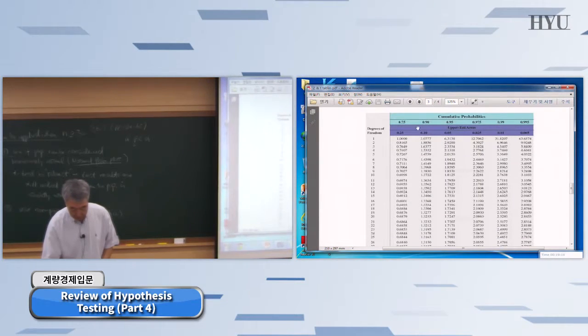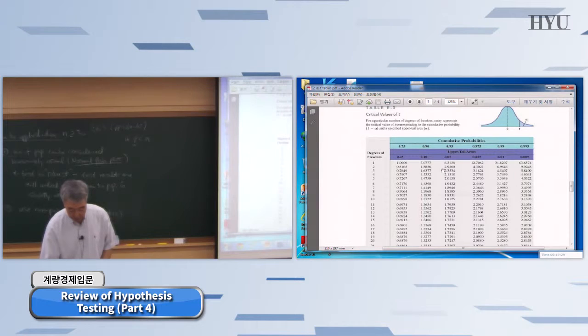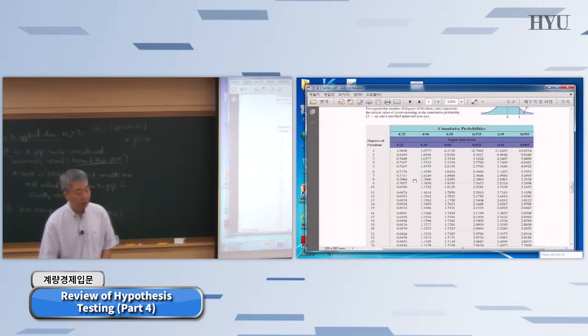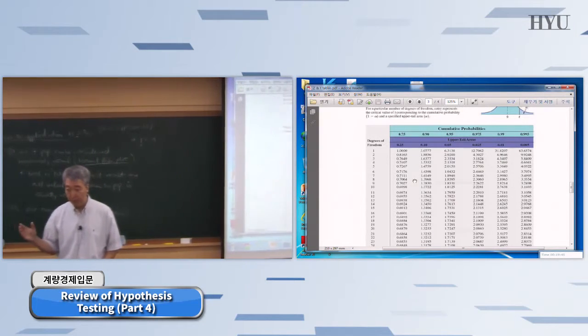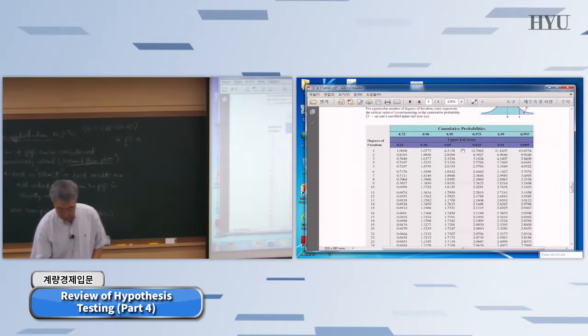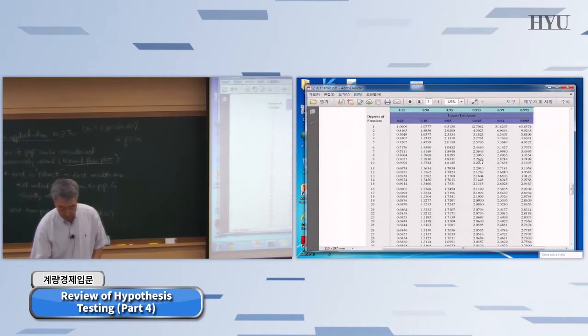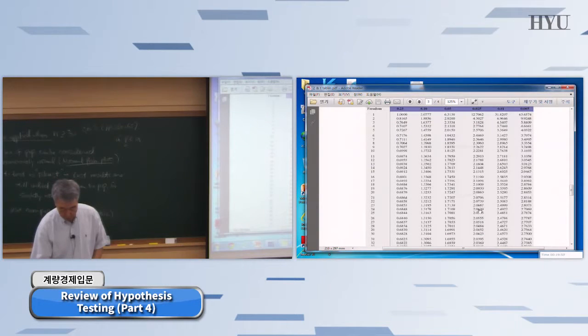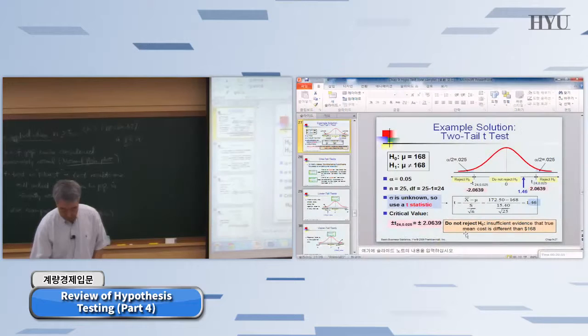So we have upper tail areas 0.25, 0.1, 0.05, 0.025, 0.01, and so on. For these upper tail areas, we have the corresponding t-scores for various degrees of freedom. We're looking for the t-score which has 0.025 on its outside. So we are on the 0.025 column, and you come down to degrees of freedom of 24. That's 2.0639. So that's how they found 2.0639. That's the critical value.